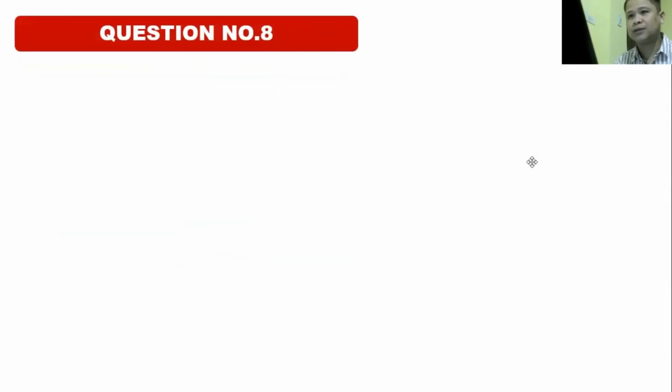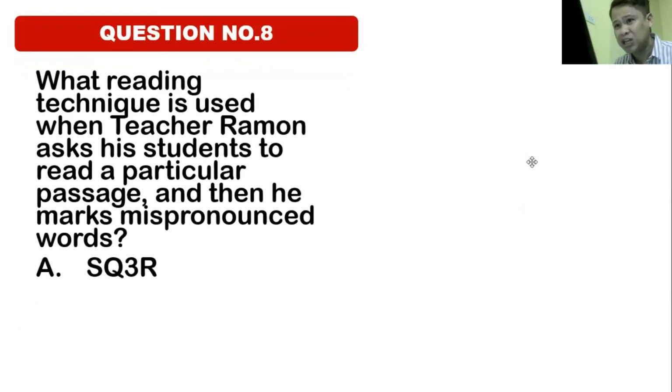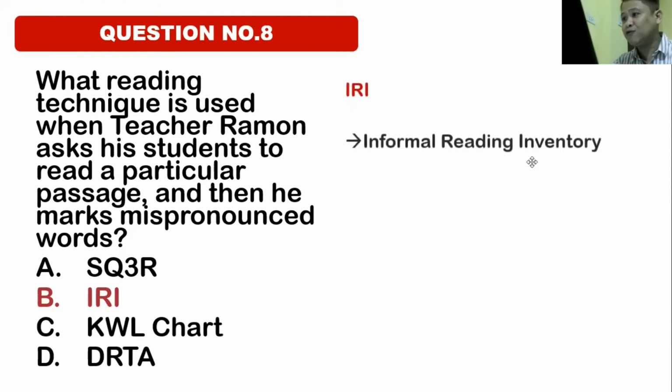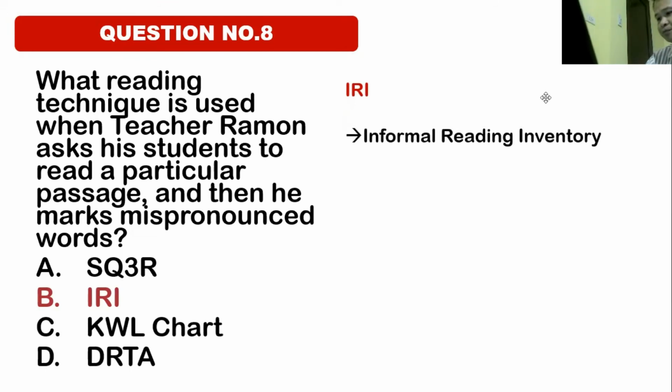Now let's go to question number 8. What reading technique is used when Teacher Ramon asks his students to read a particular passage and then he marks mispronounced words? A, SQ3R; B, IRI; C, KWL chart; D, DRTA. The correct answer is letter B, IRI, or informal reading inventory.